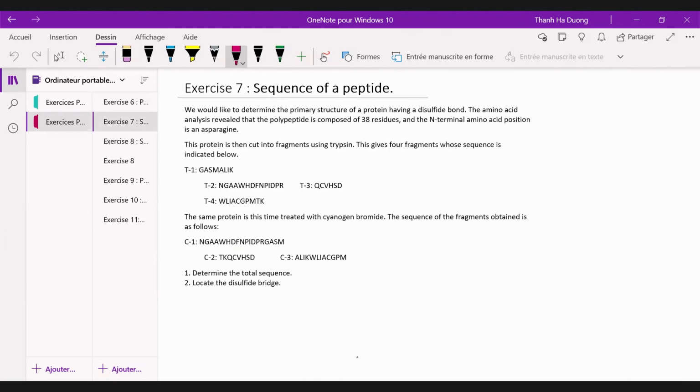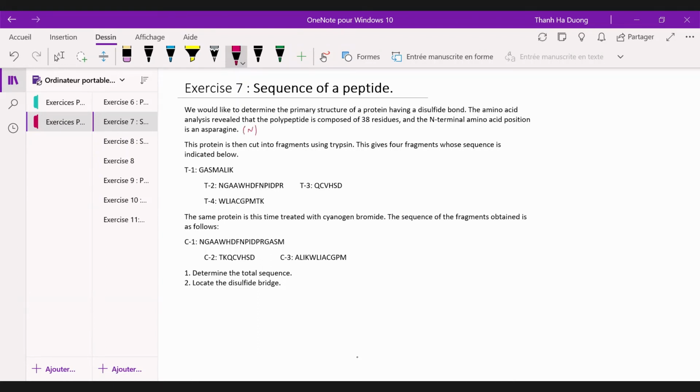So let's go to the second exercise. We would like to determine the primary structure, so the sequence of amino acids of a protein having a disulfide bond, and the amino acid analysis reveals that the polypeptide is composed of 38 residues, and an amino acid is asparagine. So it's N.